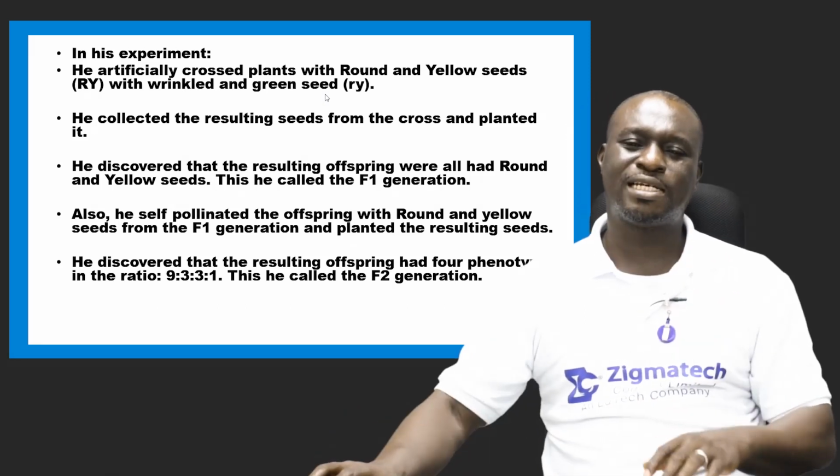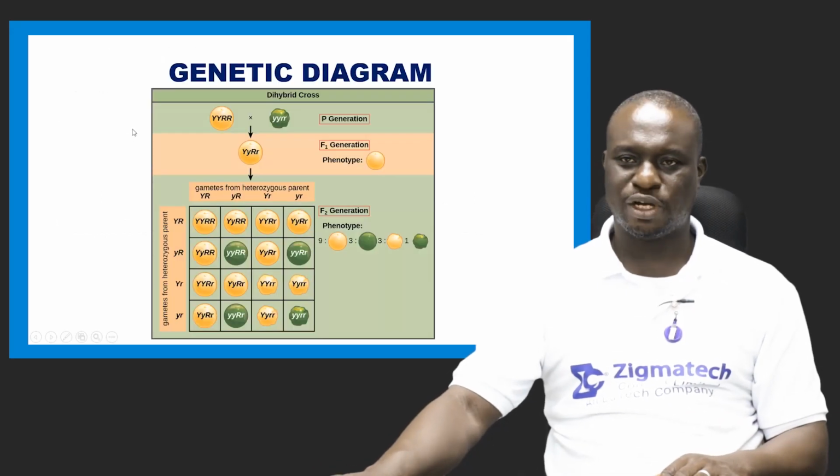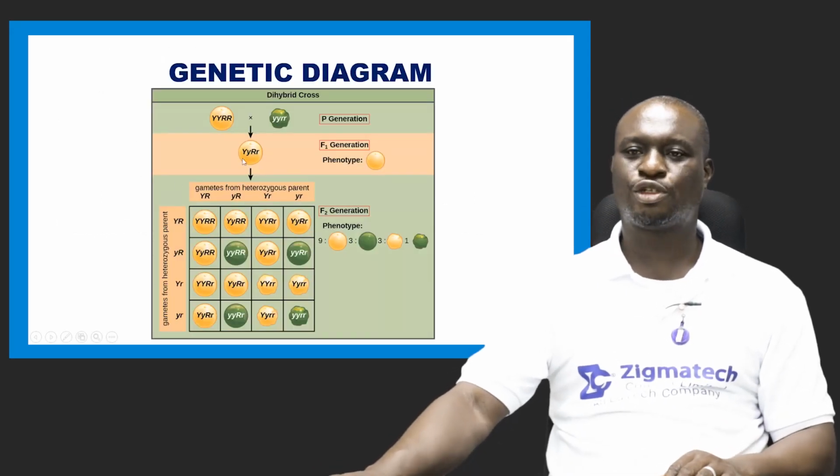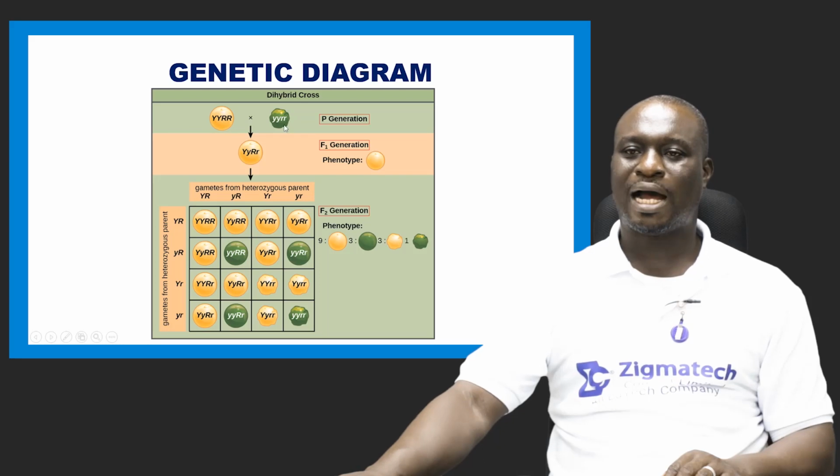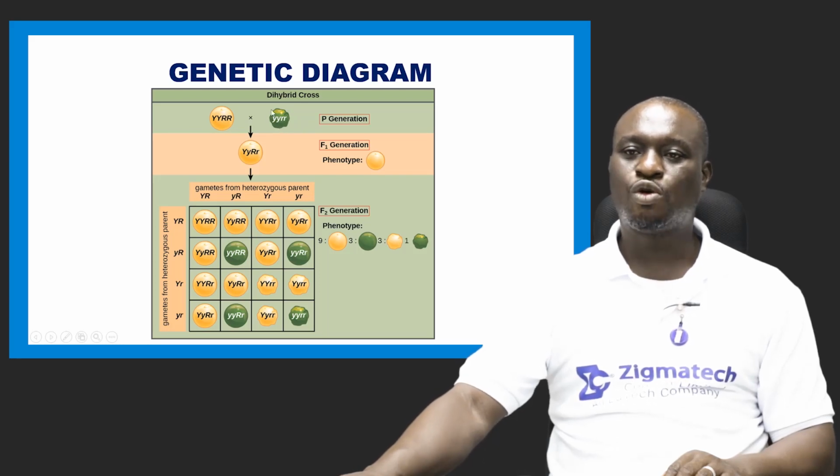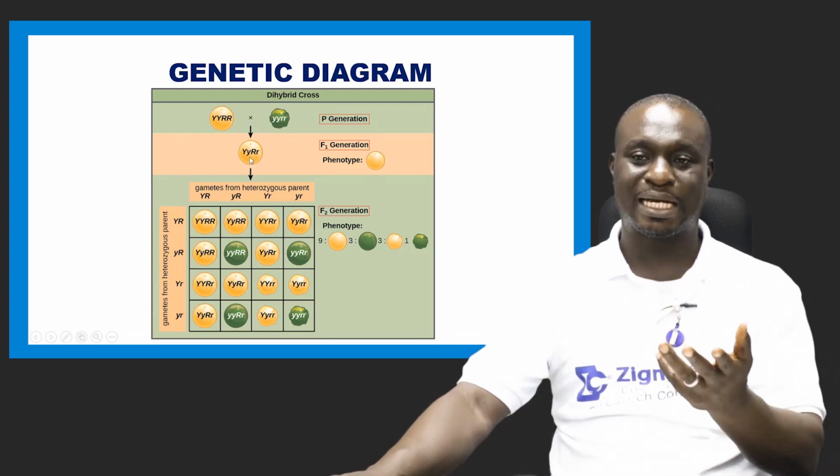9:3:3:1. And he called this the second filial generation. Now, this is the structure that shows the cross. The first cross, which he did, you can see the round and yellow seeds, and then this one is the wrinkled and green seeds. But when they crossed, they gave rise to round and yellow phenotypically.